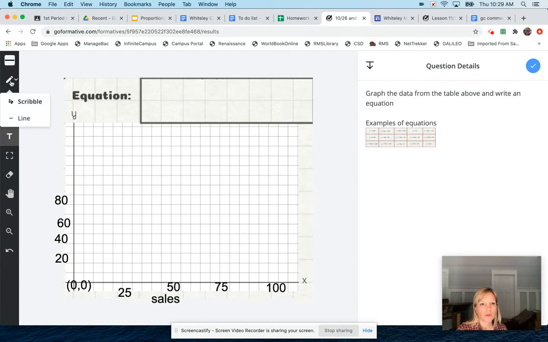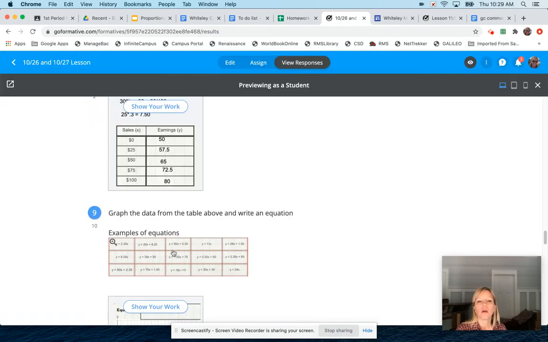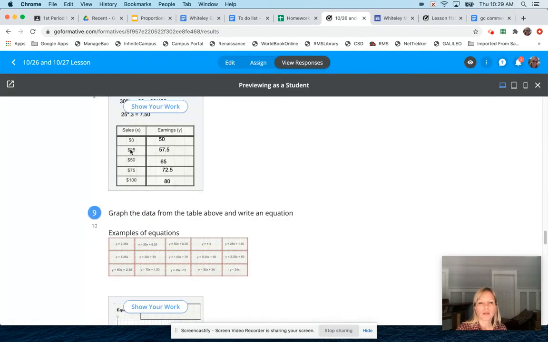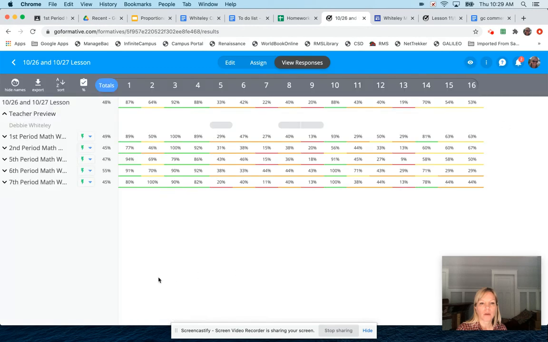And my first point will be 0, 0. Oh, sorry, that's not true. My first point is 50. When X is 0, Y is 50. So my first point should be right around here. When X is 0, Y is 50. Second point looks like when X is 25, Y is 57.5.